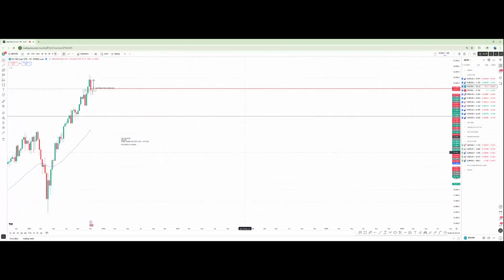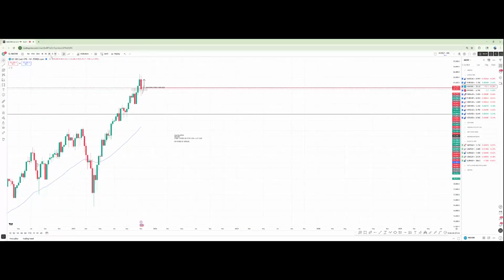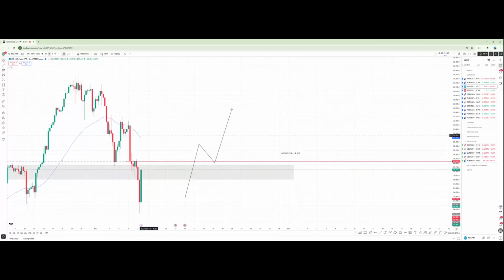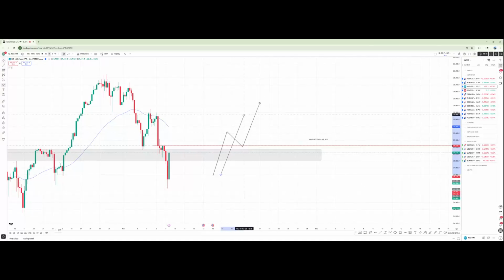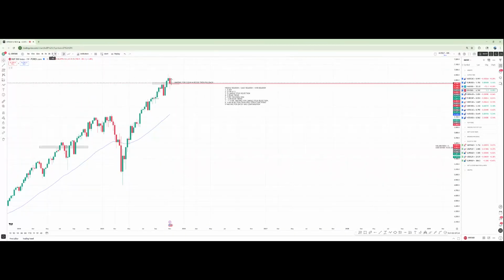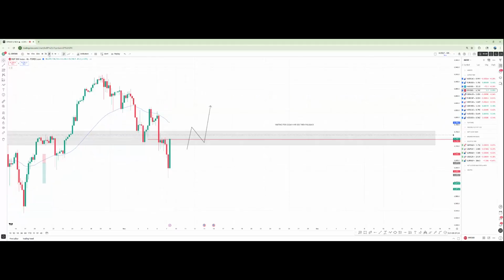NAS 100. We do have weekly bullish, but the previous candlestick closed as a bearish. So what I'm anticipating on this is hopefully the 4 hour gives us a shift, pullback, and then look for entry around that side. This is the same with S&P 500, the same thing. Weekly bullish, daily bullish, waiting for the 4 hour to be bullish and pull back.